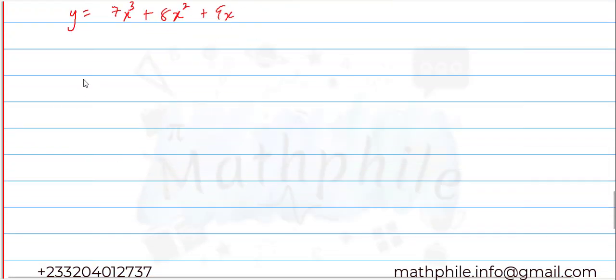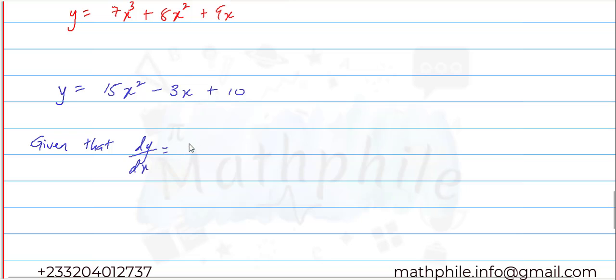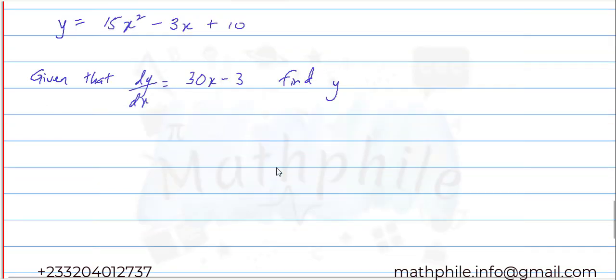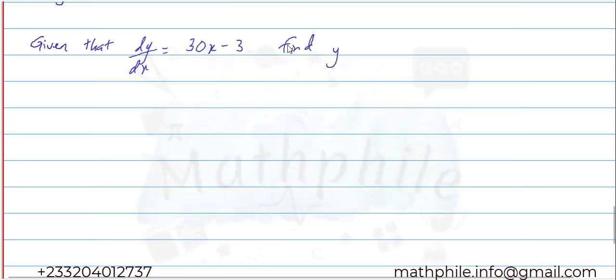Let's set up a question again. So y is equal to, this time let's say, 15x squared minus 3x plus 10. If you differentiate this, dy dx is equal to 15 times 2, which is 30, so 30x minus 3. If you differentiate this, this is what you're going to get. Find y. Let me move the solution upwards so that we get a solution to this.